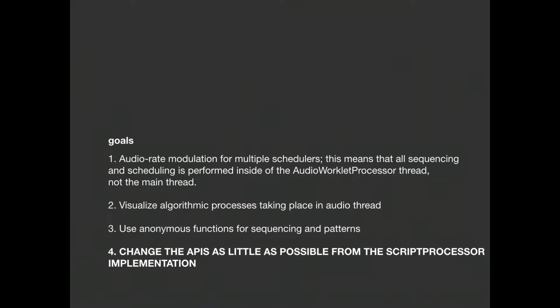And so the goals for this were to maintain the features of Gibberish and Genish in the script processor. Some of those are audio rate modulation for multiple schedulers, being able to think of time as a signal, more like what you would have in a modular analog synthesis environment as opposed to a set of discrete events, being able to visualize algorithmic processes taking place in the audio thread, and using anonymous functions to do dynamic sequencing. And then most importantly for me was trying to keep the APIs the same, change as little as possible going from this single-threaded version to this multi-threaded version.